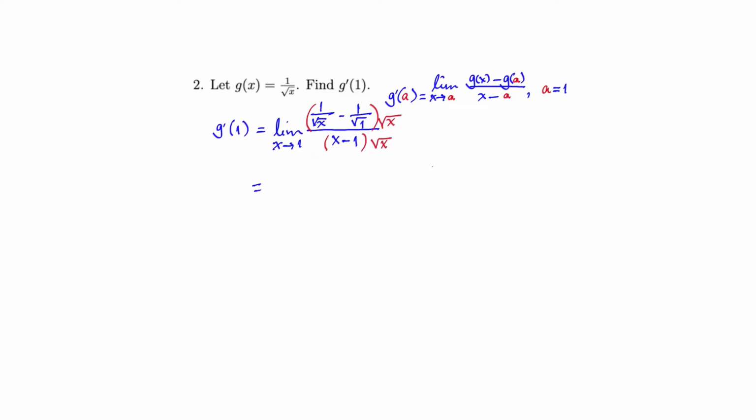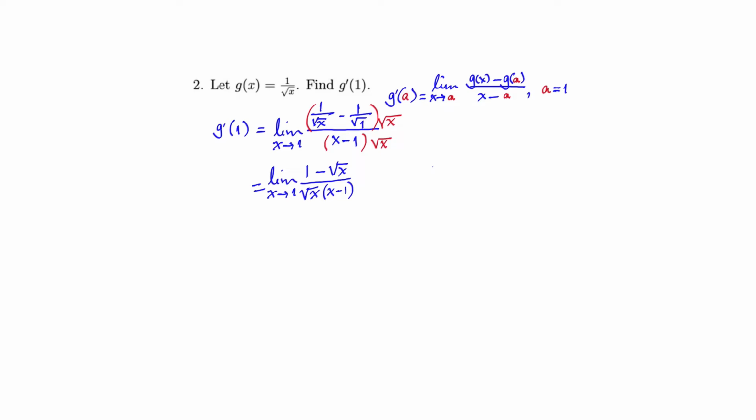And then what we get now in the top, when you multiply across by square root of x, you get 1 minus the square root of x. And in the bottom, we're just going to leave it factored. Notice I had to write the limit as x approaches 1 because we haven't taken the limit yet.